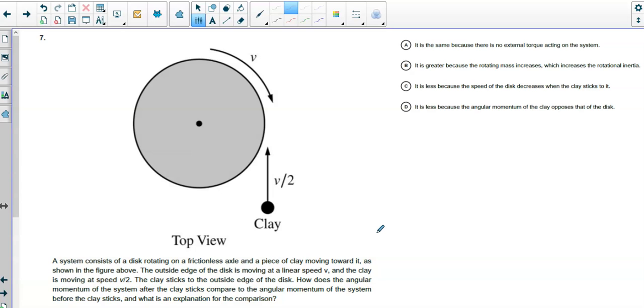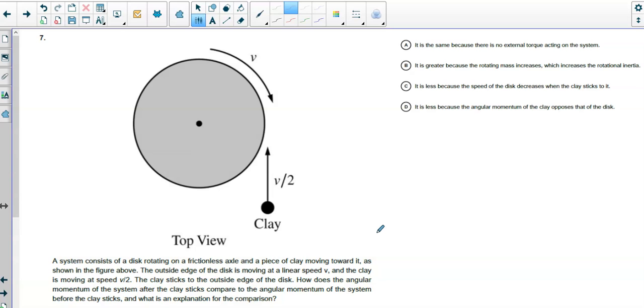A system consists of a disk and the clay moving towards it, as shown in the figure above. The outside edge of the disk is moving at a linear speed of who cares, and the clay is moving at v/2, who cares. The clay sticks to the outer edge of the disk. How does the angular momentum of the system after the clay strikes compare to the angular momentum of the system before? Well, the system consists of both.